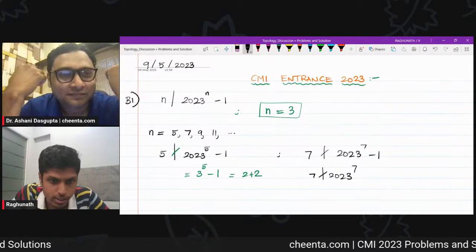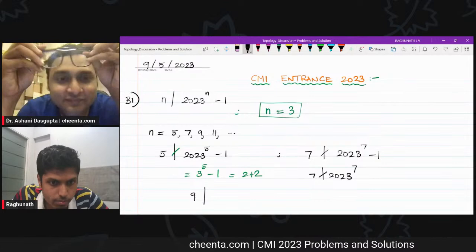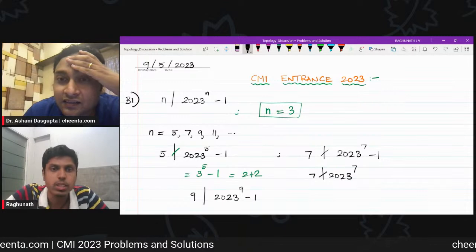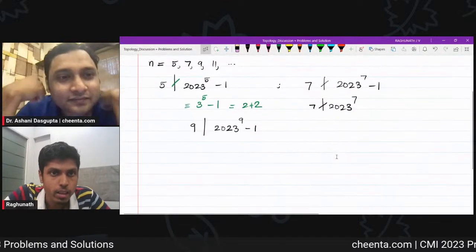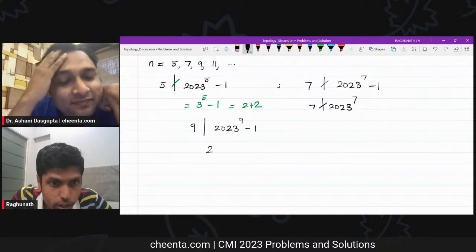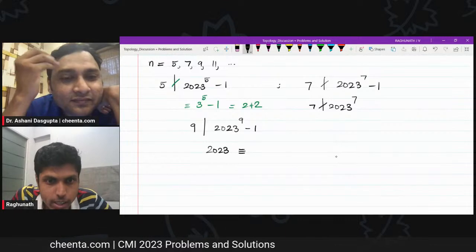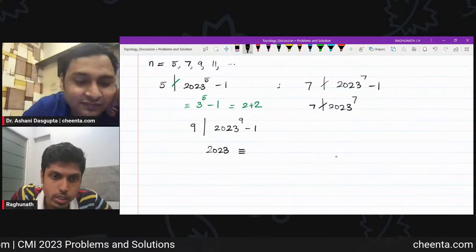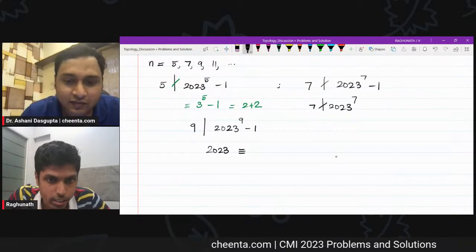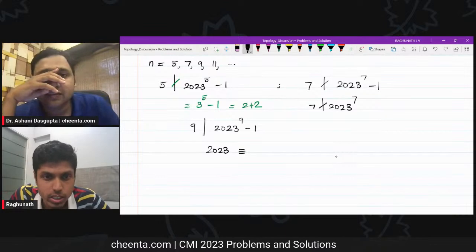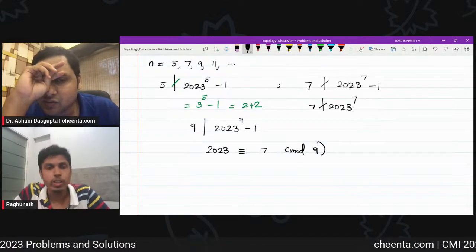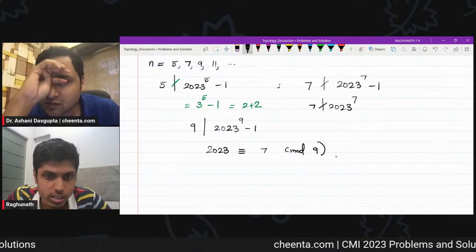Now the next possible thing is 9. Does 9 divide 2023 power 9 minus 1? Let us check this. 2023, what is this congruent to mod 9? It is just the sum of digits mod 9: 2 plus 0 plus 2 plus 3 is 7, so 7 mod 9. Right, because any number is congruent to the sum of its digits mod 9.